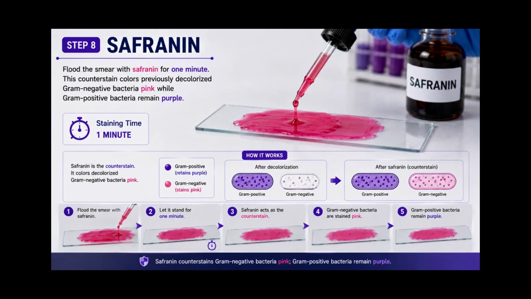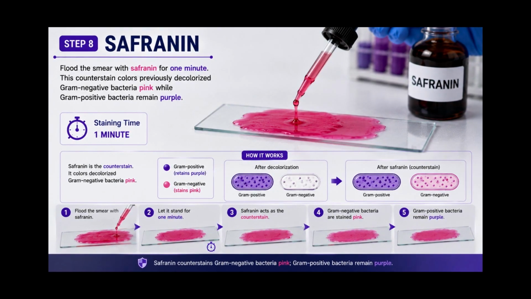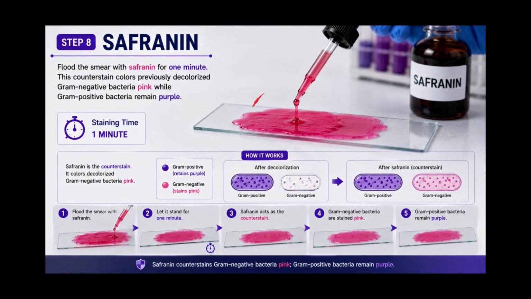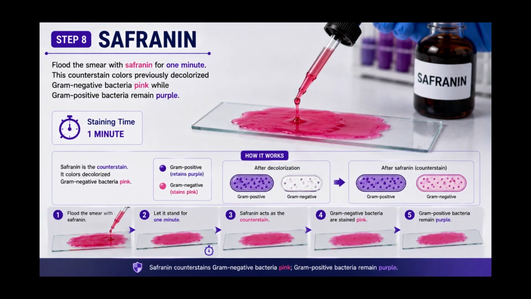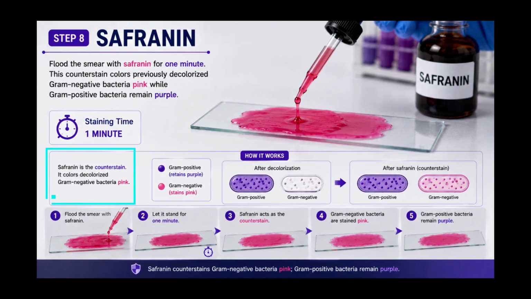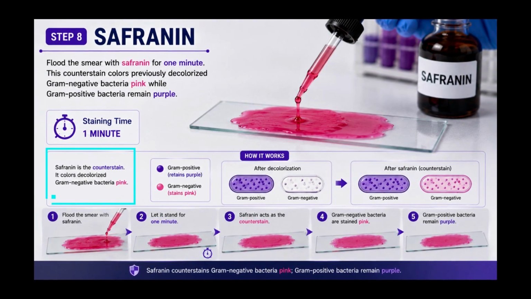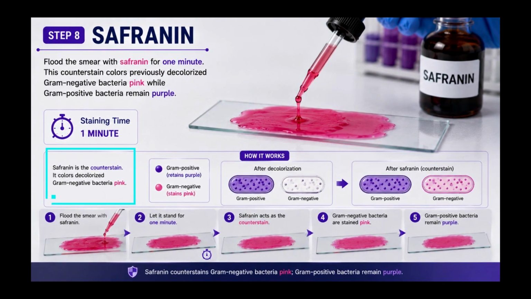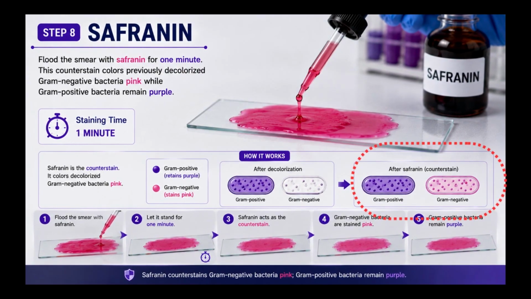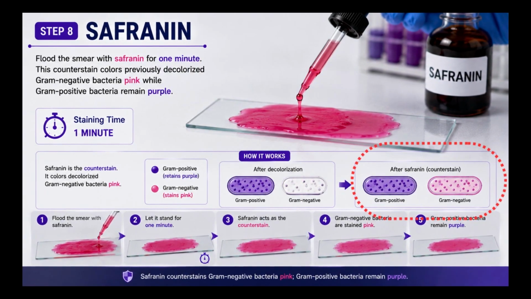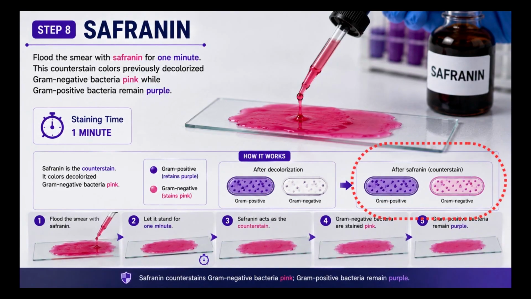Step 6. Counterstaining with safranine. Now flood the smear with safranine for 1 minute. Safranine is used as a counterstain after decolorization. It is essential for gram-negative bacteria because they lose the crystal violet stain during decolorization and become colorless. Safranine stains these bacteria pink, making them visible under the microscope.